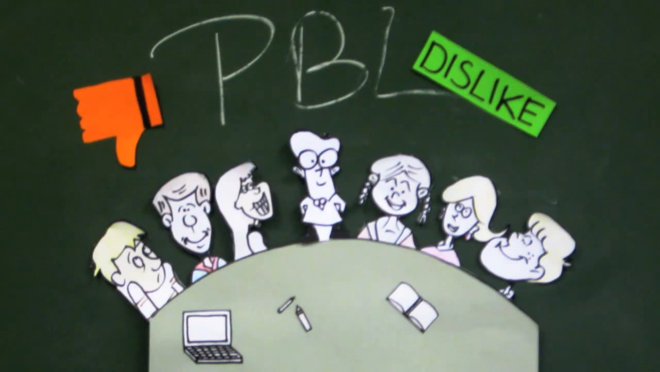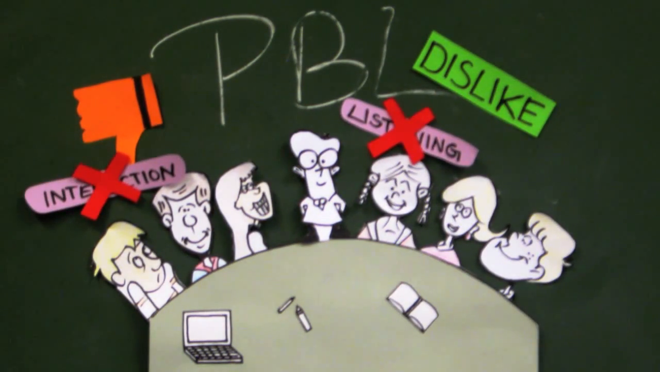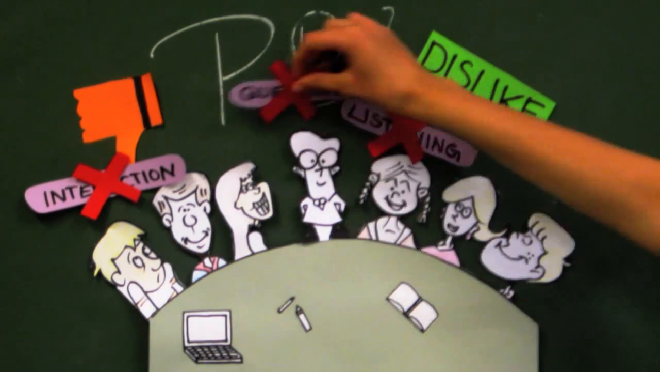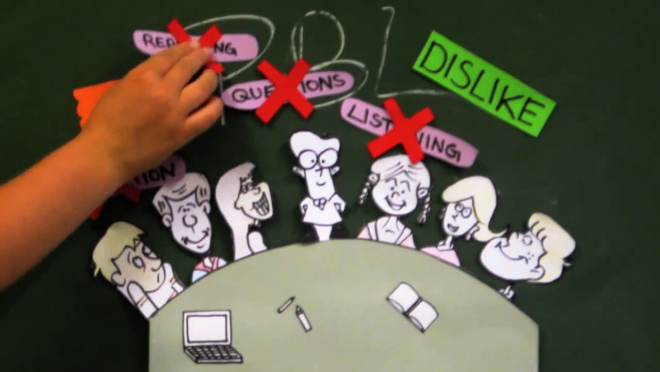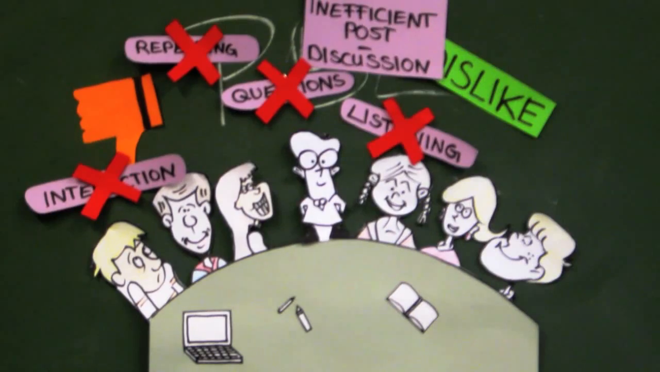There might be a lack of interaction if people are not listening to each other, holding back information, not asking questions, and repeating already said information. Sometimes it happens that the research of students is superficial, and that leads to an inefficient post-discussion.